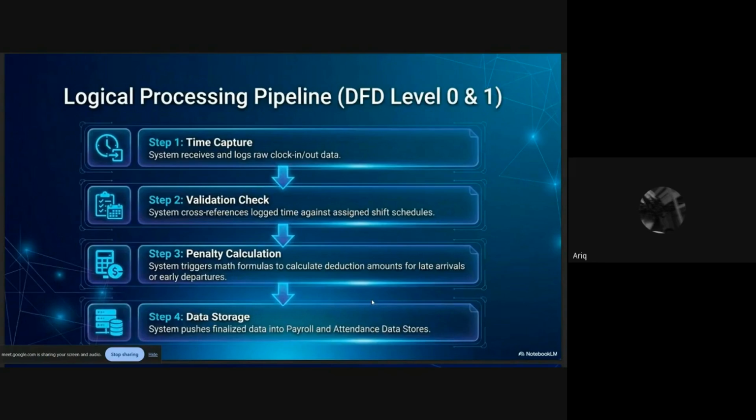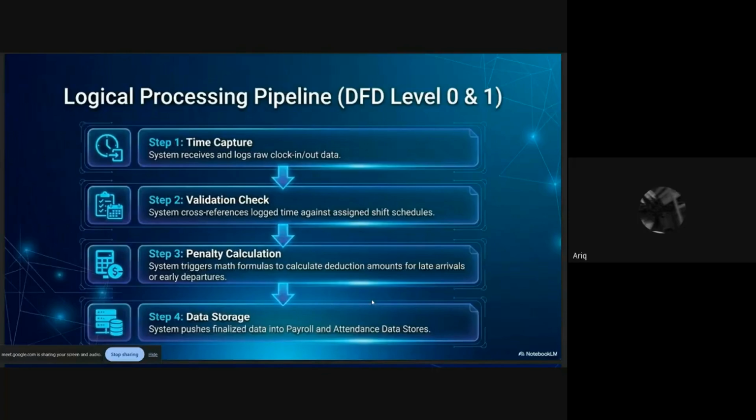Okay, so to break down what happened inside the system, we designed a 4-step logical processing pipeline. Step 1 is the time capture. The system receives and logs the raw clock in and clock out data submitted by the employee. Next step is the validation check. The system cross-references these log times against the employee's assigned shift schedule to identify any anomalies.